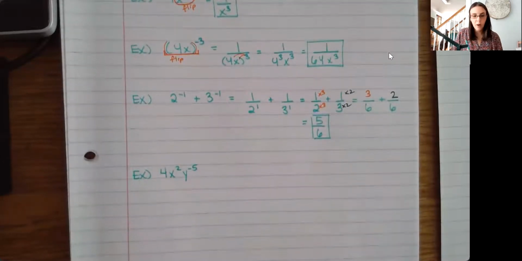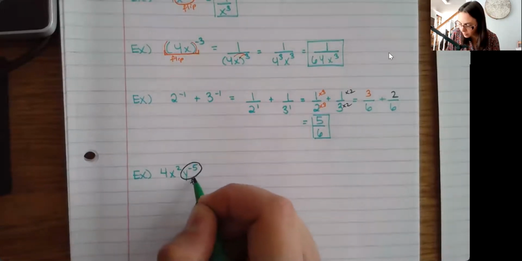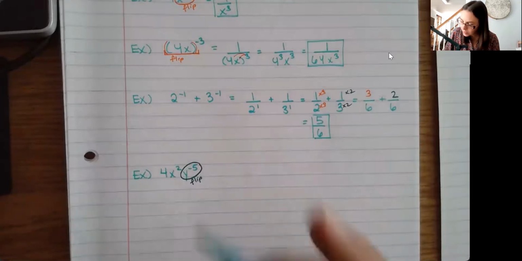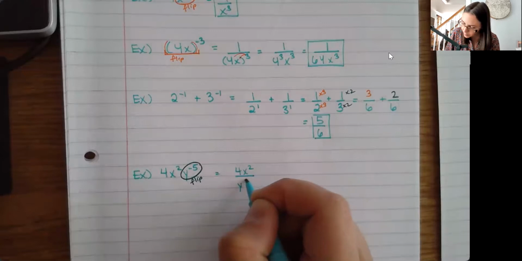So again, let's say just part of your piece had a negative exponent, then just this one is going to end up flipping. Everything else is going to stay where it is. And that would be simplified here.